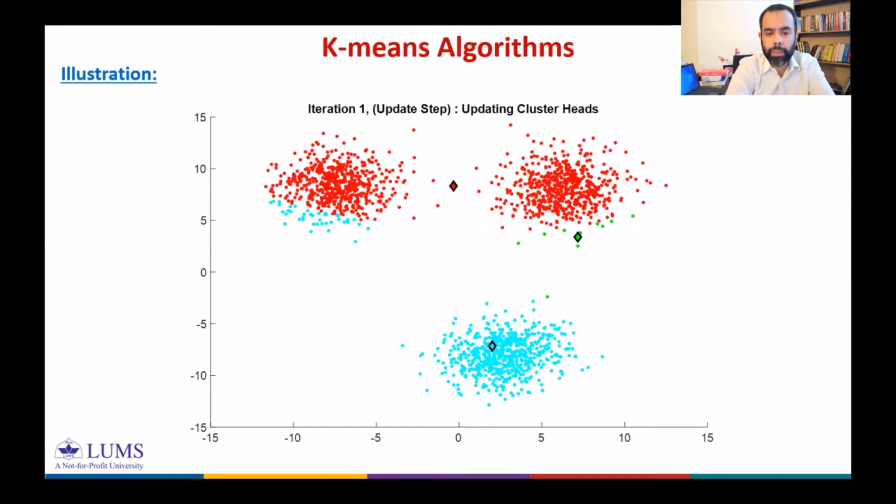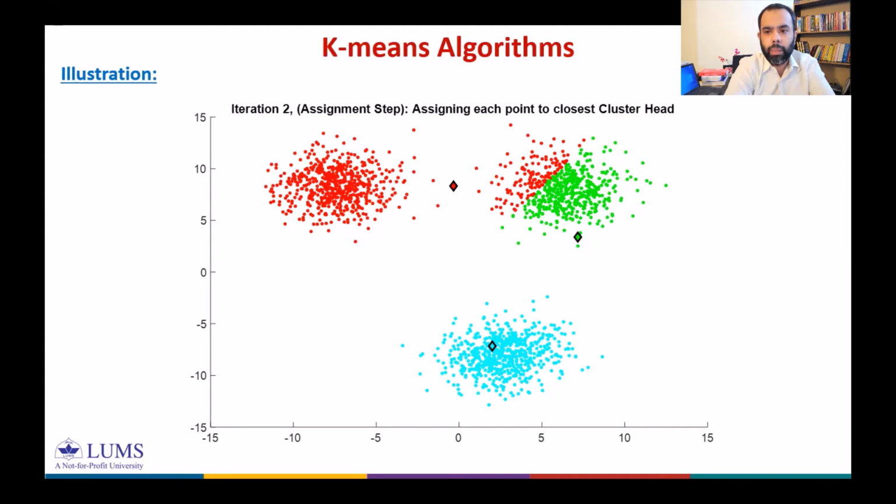What's the next step? We assign each point to the closest cluster head. You see these red points? These red points are closer to green than red. So these must be assigned a green label. These must be assigned to the green centroid. When we do reassignment, we get this.